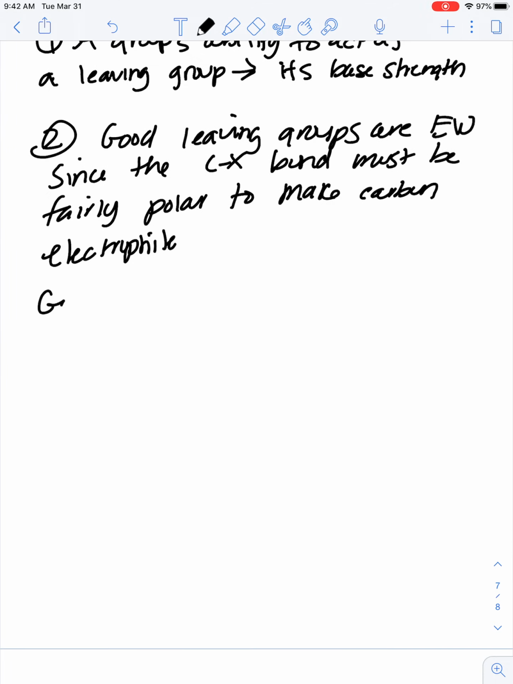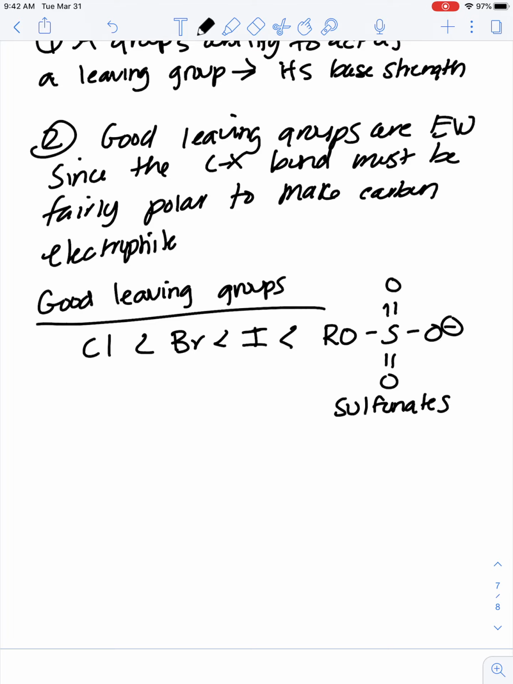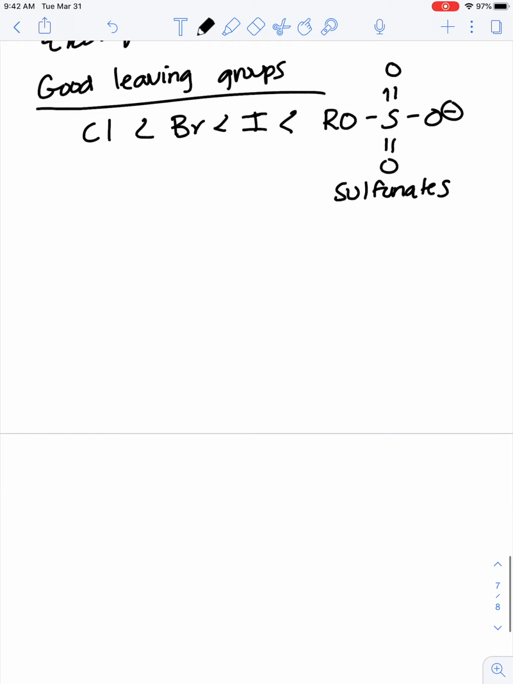So let's look at some good leaving groups. Some of these we have seen in the examples from the last lecture. Our halides are going to be good leaving groups, something like chlorine, bromine, iodide. Another good leaving group that you will see is sulfonates. Sulfonates will have this general formula here. Sulfonates are weak bases, which again is going to make them a good leaving group.